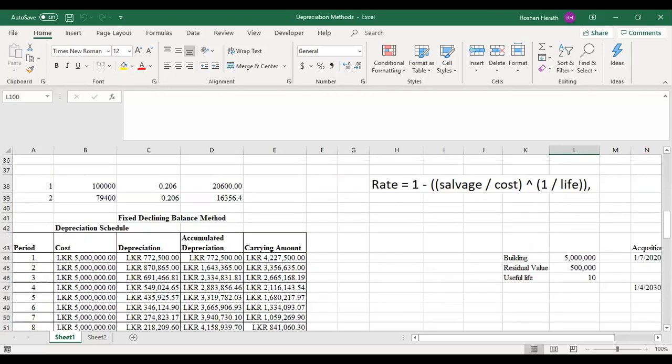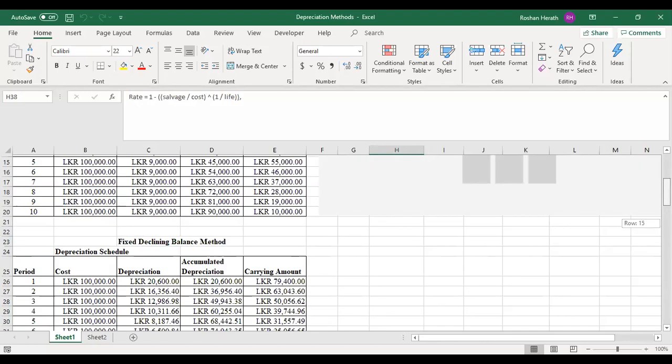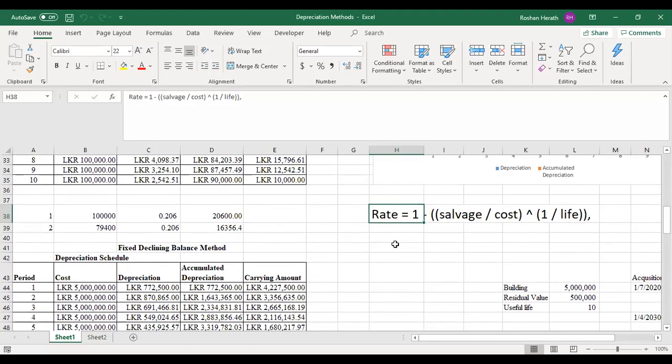Here I have this manual calculation. This is what I had made use of in the lecture. So in the fixed declining balance method, you know how to compute the rate. This is the formula to compute the rate: it is 1 minus the salvage divided by cost, to the power 1 divided by the useful life. Once you apply that, you can come up with the rate. Here, for the lecture example, I have taken that. And having worked out the depreciation rate, you need to remember to round that to 3 decimal places.